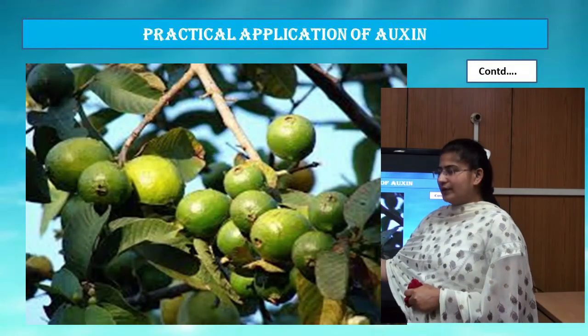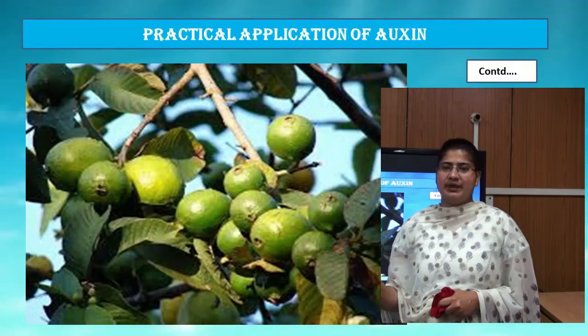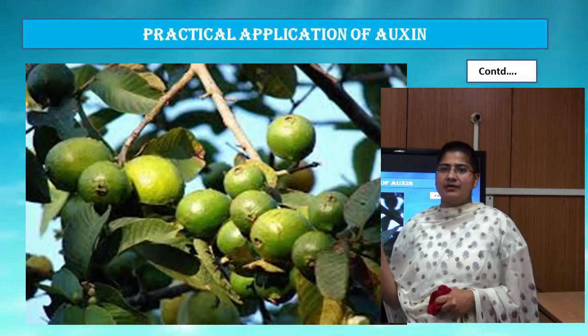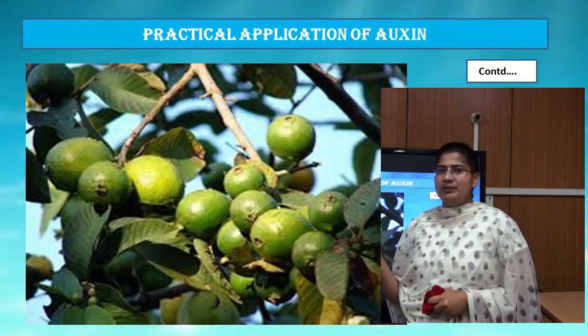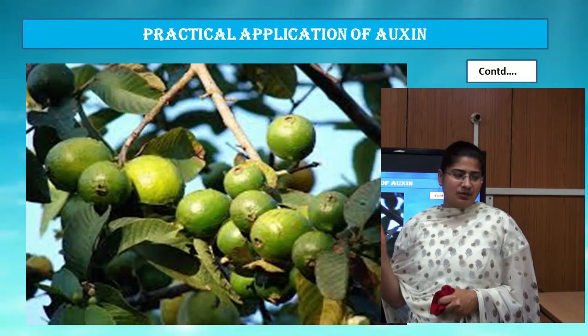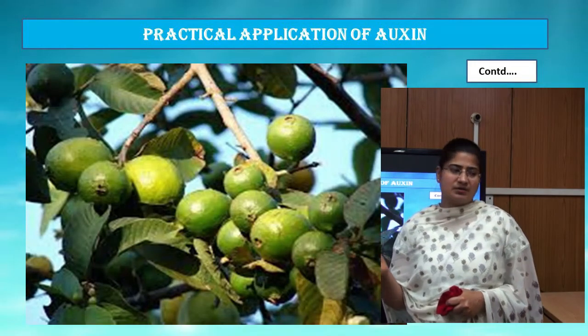Some of the fruitlets will drop down and only a few fruitlets will remain, and they will receive adequate amounts of nutrients, water and light. As a result, they will have improved quality and improved size. So this is an important, desirable practical application of auxin.